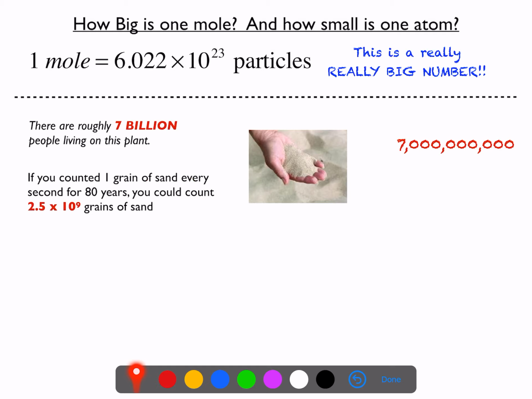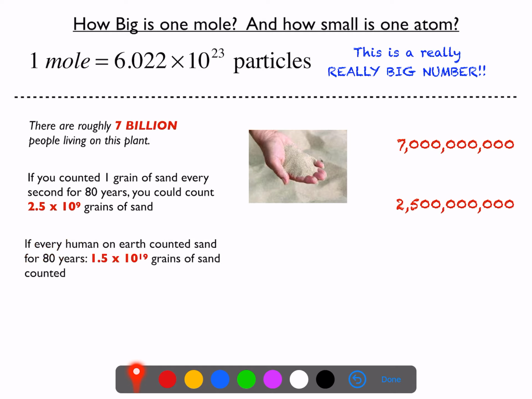We know if we counted 1 grain of sand every second for 80 years, so if you just sat there and counted grains of sand every single second for 80 years straight, you would count to 2.5 times 10 to the 9th grains of sand. And if we write out that number, here it is shown. Now, if all 7 billion people on the planet counted grains of sand for 80 years, collectively, we could count to 1.5 times 10 to the 19th grains of sand. This is a lot of sand, shown here.